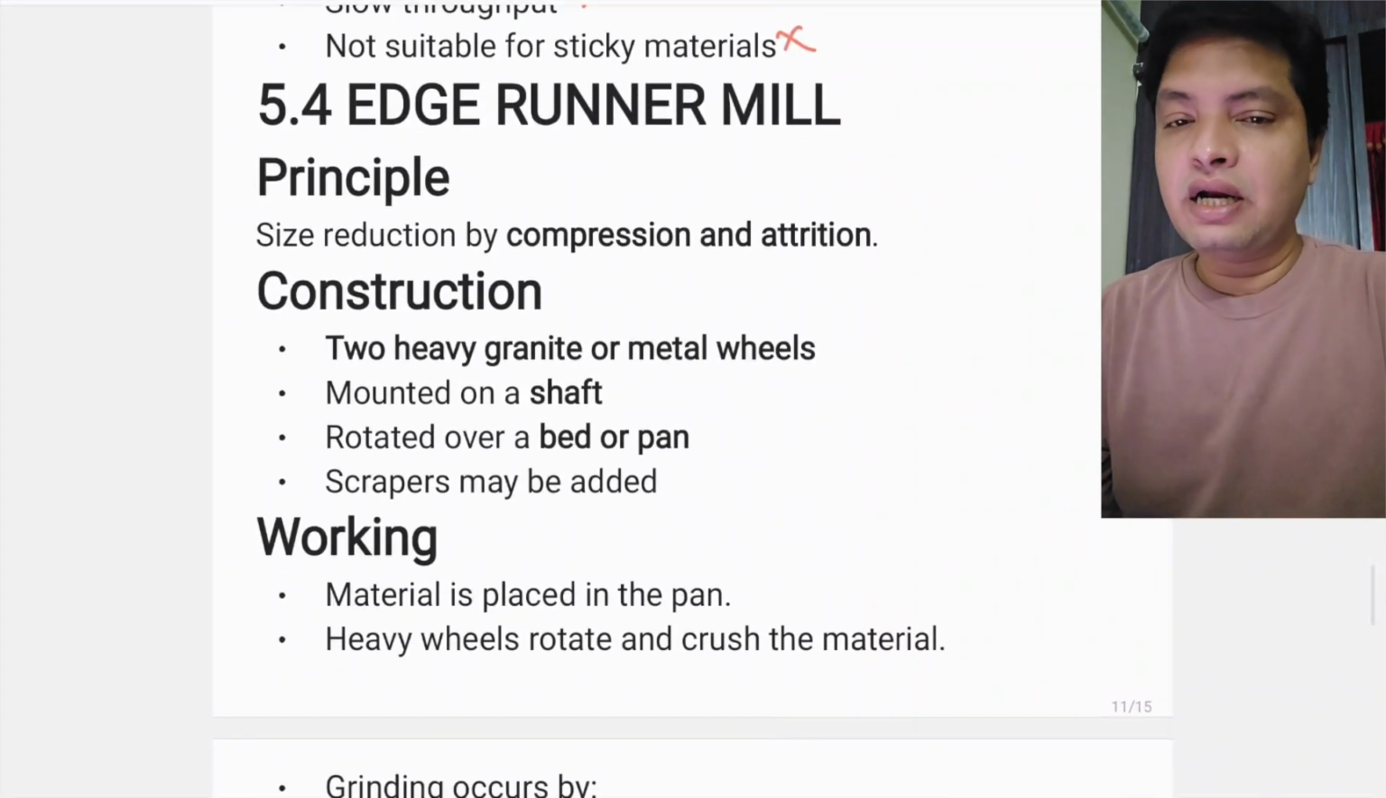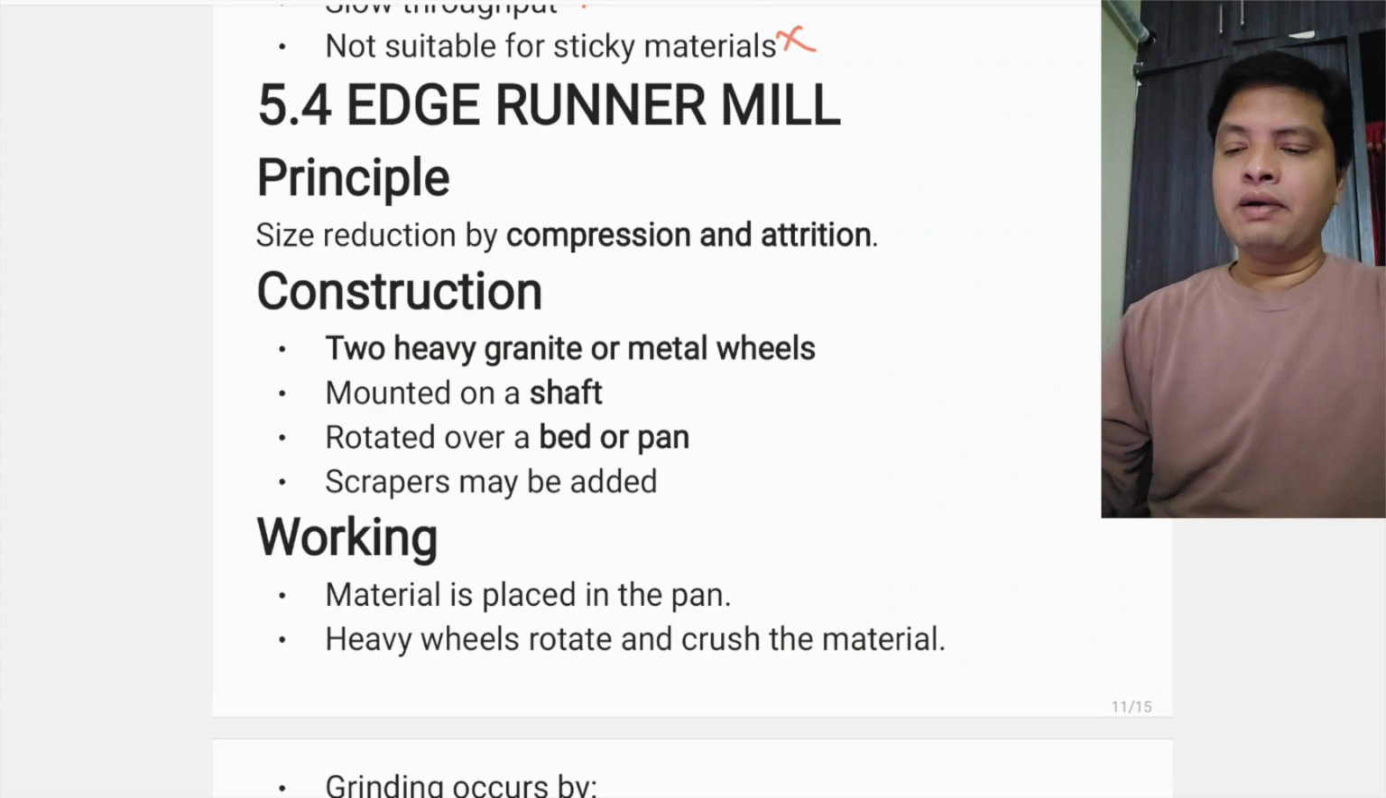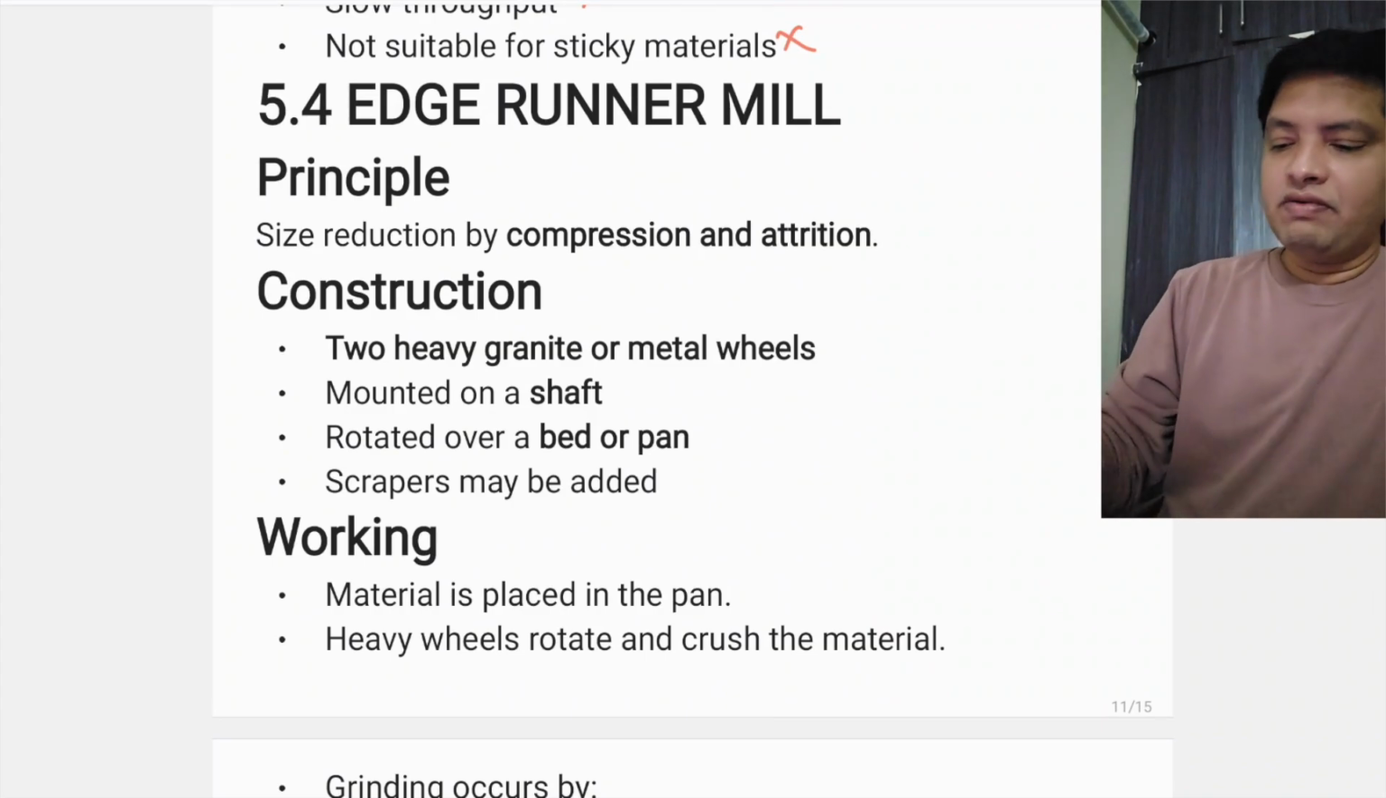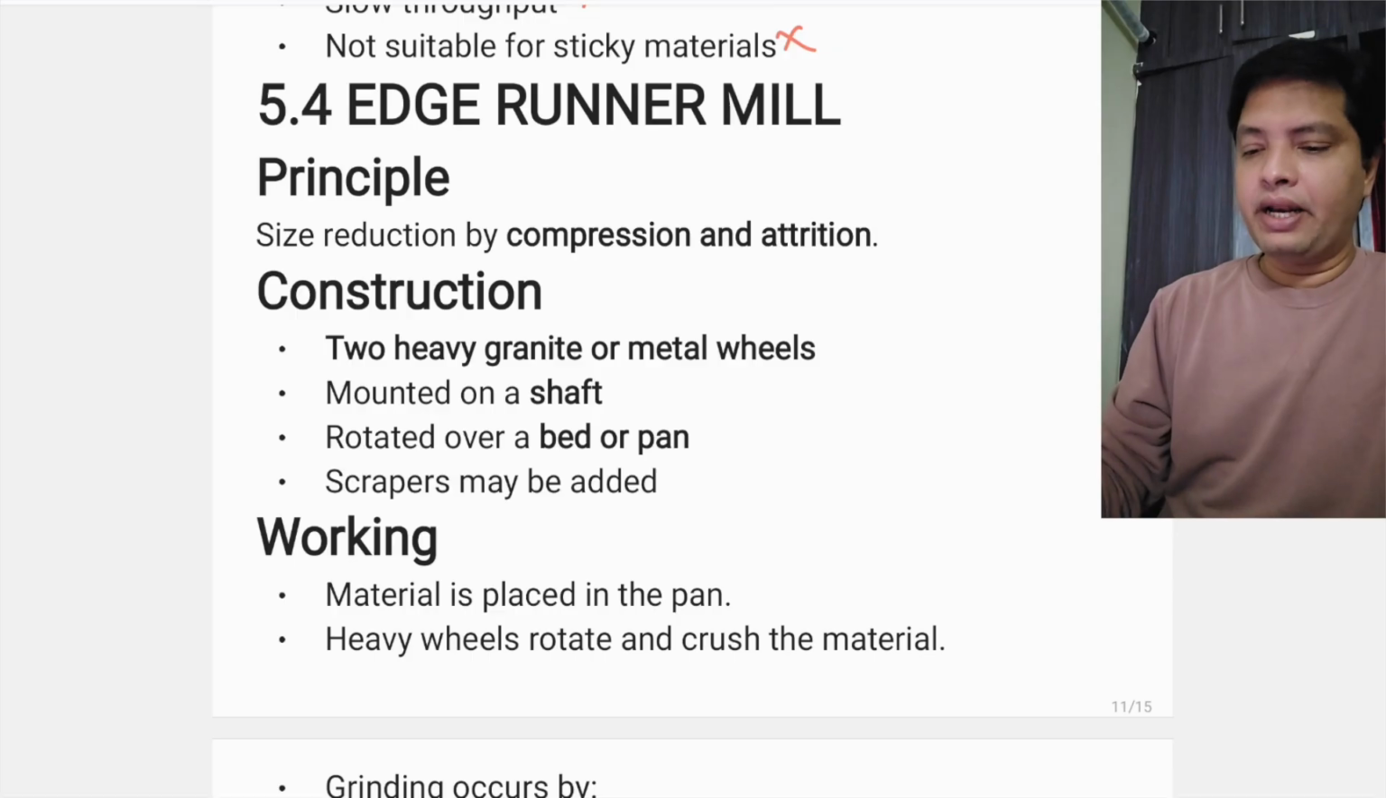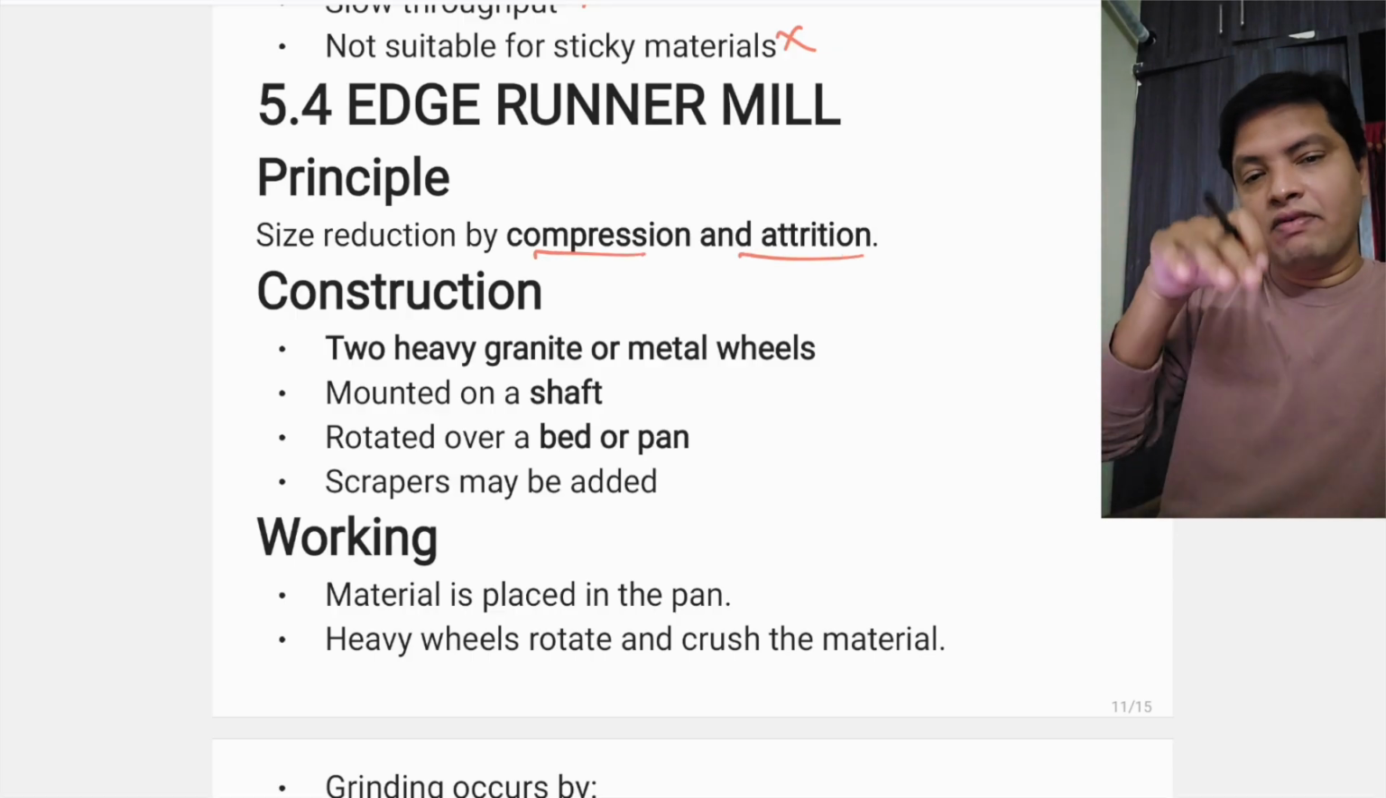So we have edge runner and end runner. Edge runner means the runner will be there at the edge. First I will try to teach you this, then we'll see the diagram. So edge runner: compression and attrition. It will compress and it will also attrit.